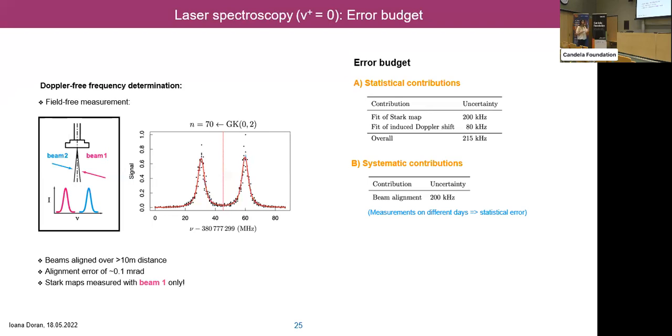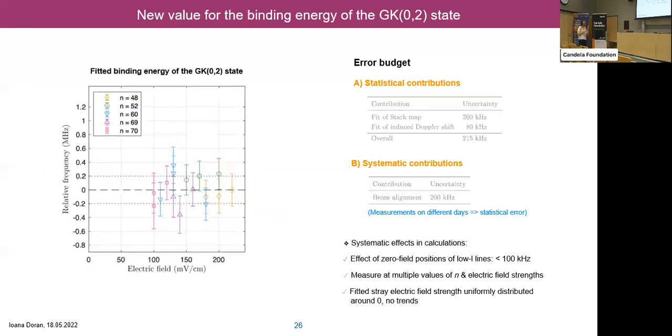The last possible systematic contribution is from our calculation of the Stark map. As I explained a bit before, we limit the effect of zero field positions of low L lines to be less than 100 kilohertz on our calculation. Additionally, we measure at different values of N, so for different states and different electric field strengths. This I already showed on the left-hand side. In different colors and symbols, you see the different N values that we measure, and on the x-axis, the electric field strength. We can already see that there is no obvious trend with N or with the electric field.